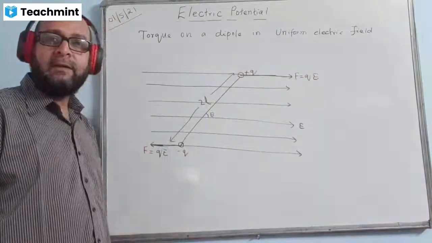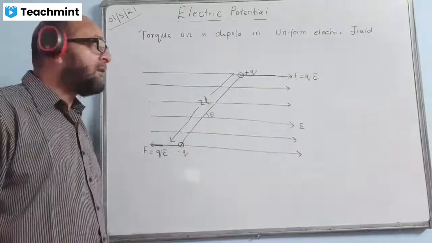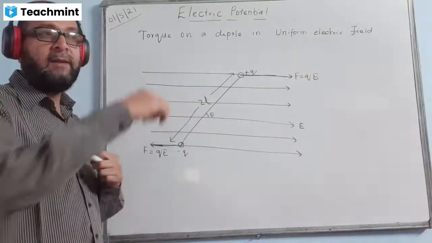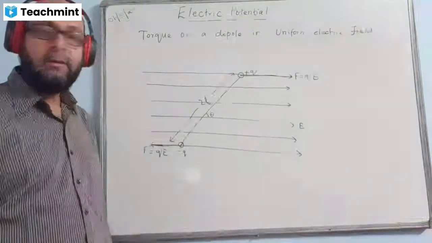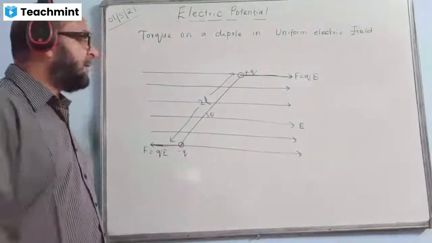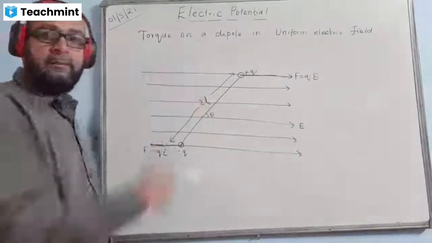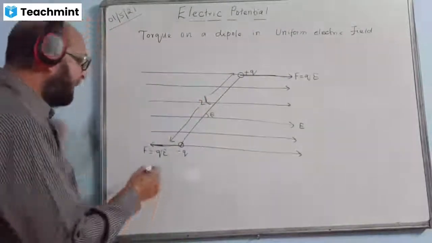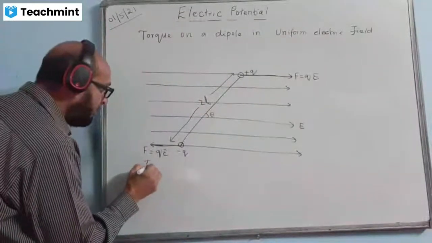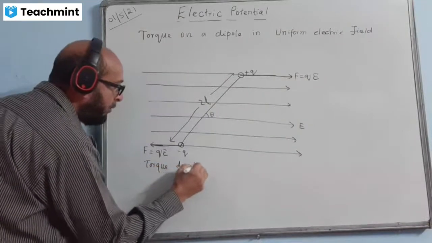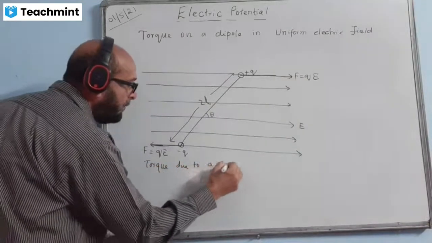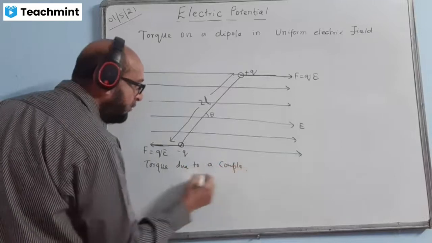Two forces are acting in opposite directions. Their line of action is not the same. That's why they will give rise to a torque. There is a couple, and a turning effect will now take place in the dipole about the midpoint. So we'll write here, therefore, torque due to a couple. Couple means a pair of forces. In class 10 we used to do that.